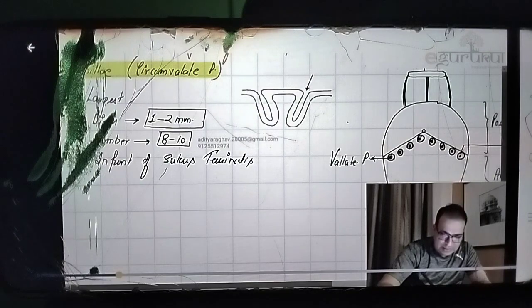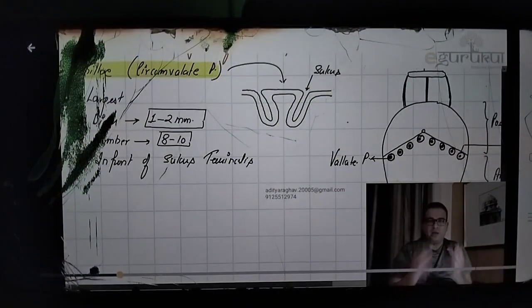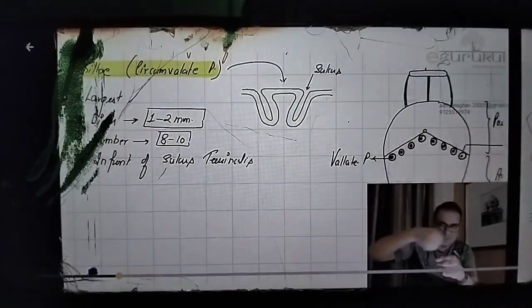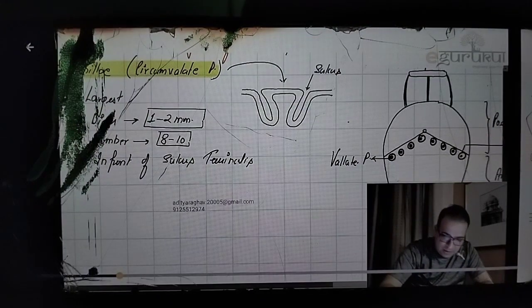You can see this sulcus. This is a papillae, guys. This is a circumvallate papillae we are looking at, and there is a sulcus which is covering it all around. It's a section, so it looks like this, but it's circular, and we have a space around it. Within that space, this lining epithelium is the one which has taste buds.